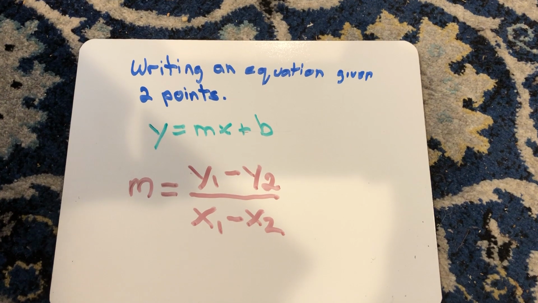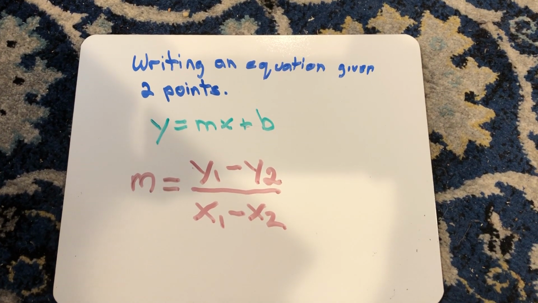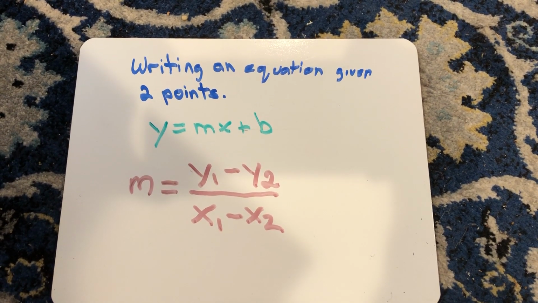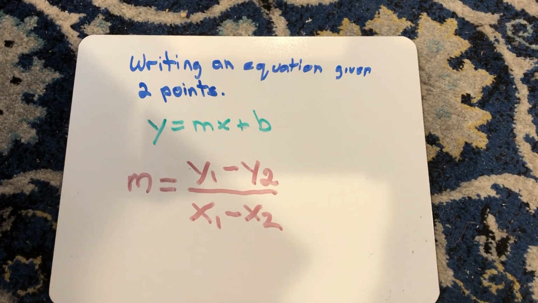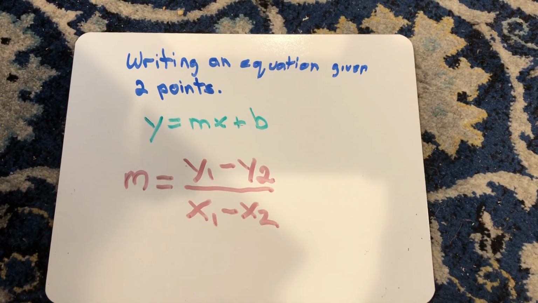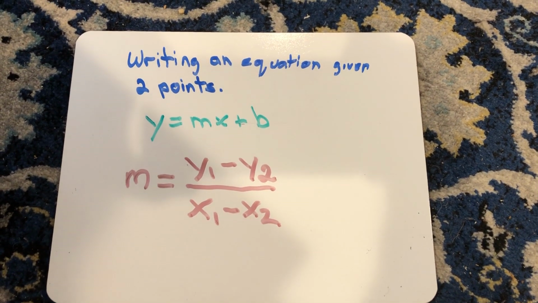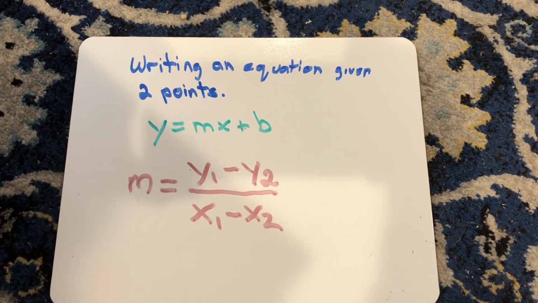And the first thing that we're going to do is use our formula for finding slope given 2 points, which is y1 minus y2 over x1 minus x2. That's your rise over your run. Remember, the y-axis is your vertical axis, and it's your up and down axis. Your x-axis is your run. It's how far across things go.